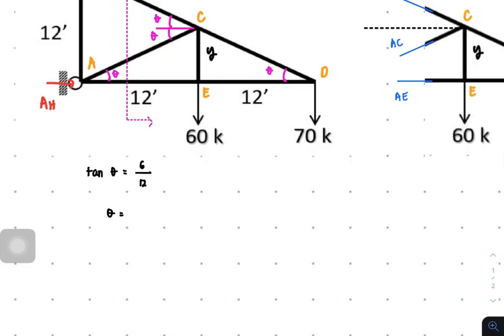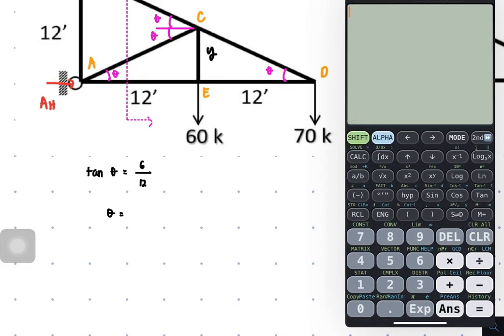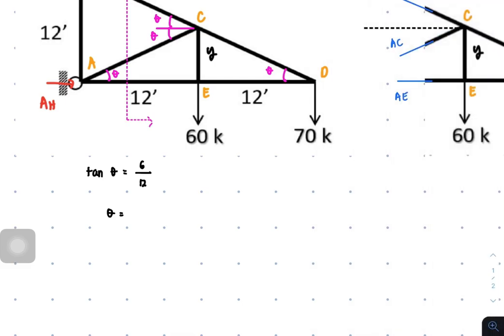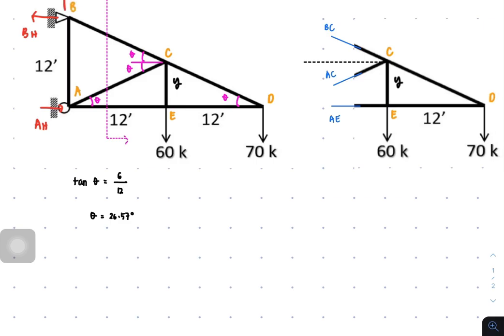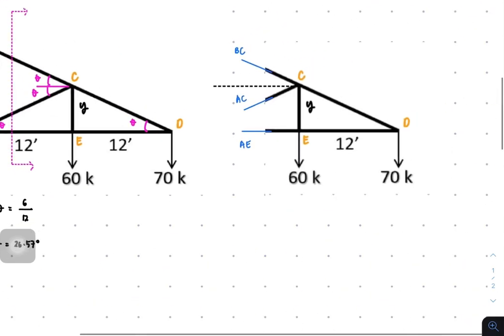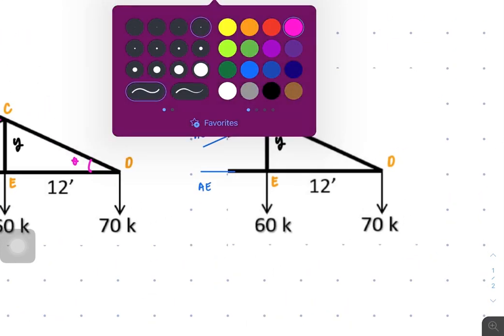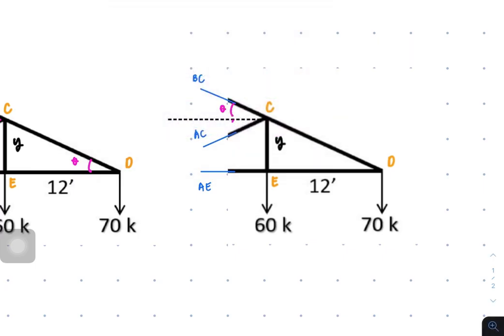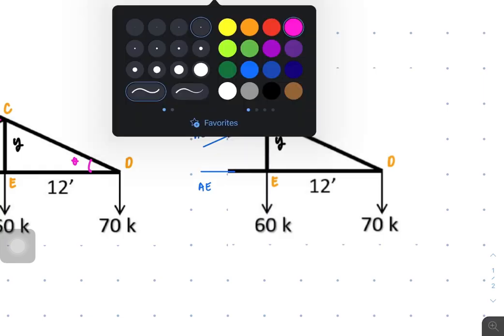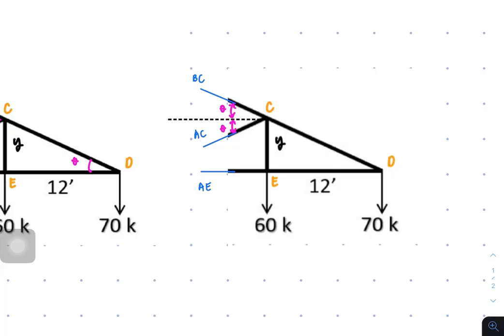So therefore theta is, let's use a calculator, arctangent function of 6 over 12. It's 26.57 degrees. So that is the value of our theta. Okay, so we now have theta. But what we're going to do here, let's just apply the angle here as theta and here as also theta. Let's get the components for every inclined load.